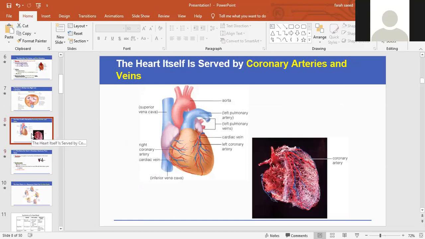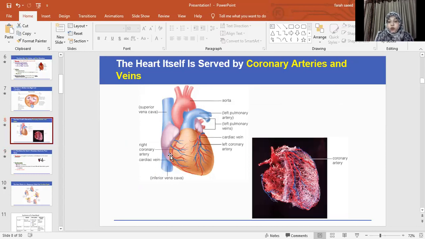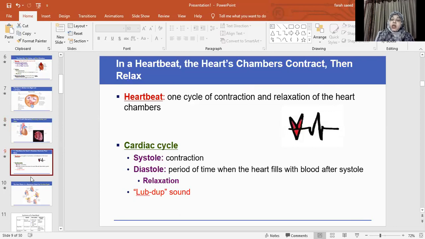Now, as the heart is full of blood, there are special blood vessels responsible for providing blood to this main organ itself. These blood vessels are known as coronary arteries. They are present on the outside, in the outer structure of the heart. You can observe this. Coronary arteries are there.